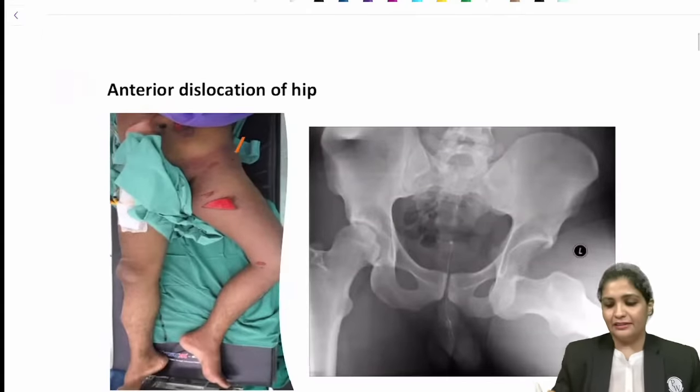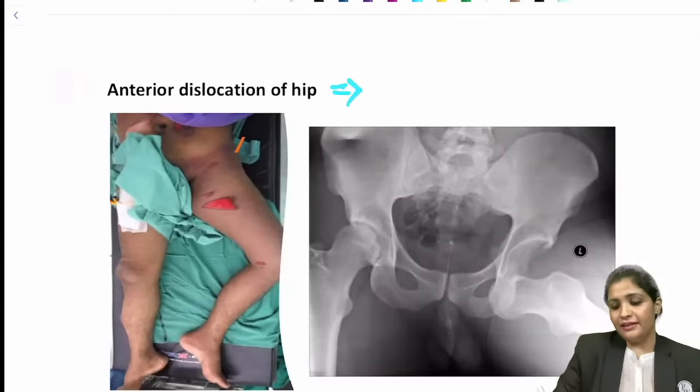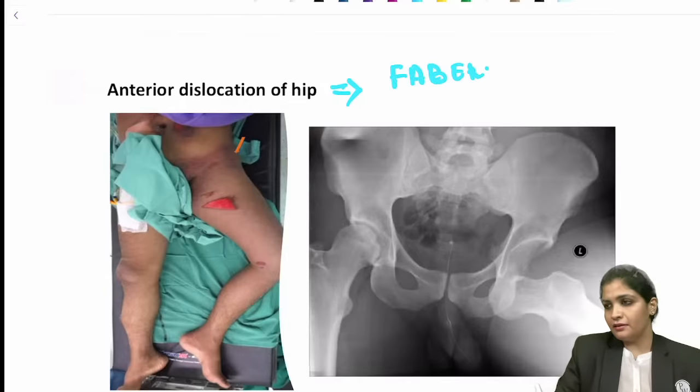And then comes your anterior dislocation. So here it is Faber, right?